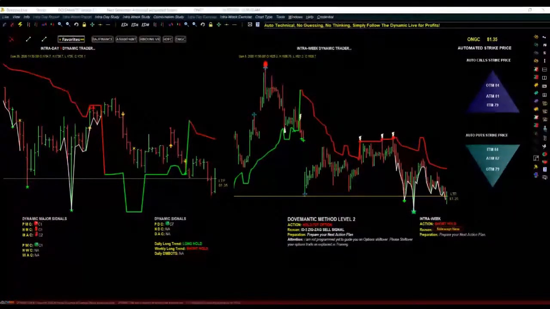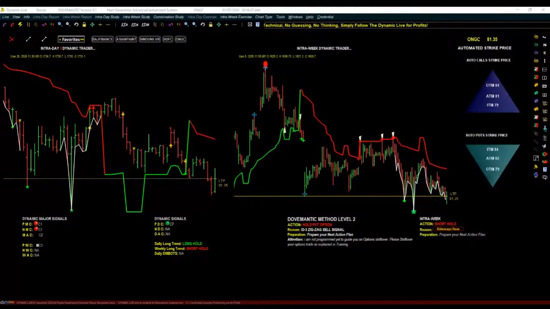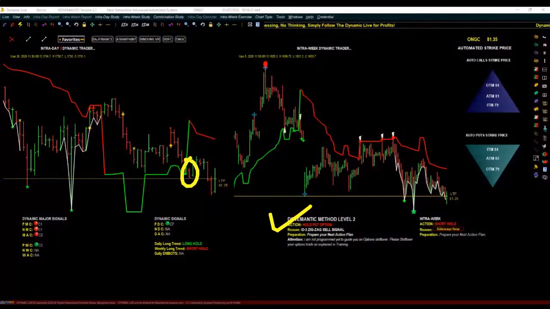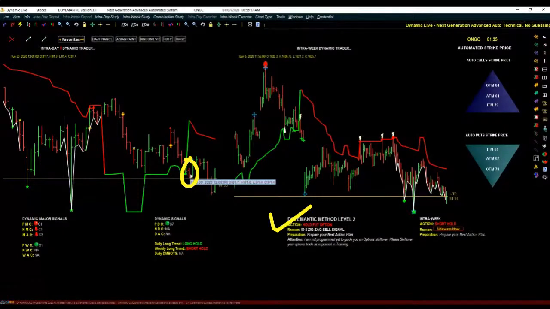Yes, so this is ONGC. You can see here it is telling us to hold the put option as of now. There's a point where it told us to buy a put option when the intraday 3 long signal gave us a sell. It was on 30th June at around 12 o'clock in the afternoon. The price was at 81.50, where you would have taken a short position. And from there, it has closed at 81.35.